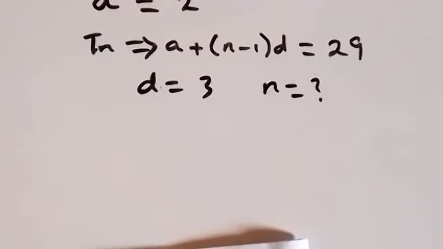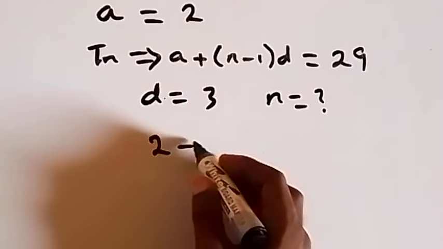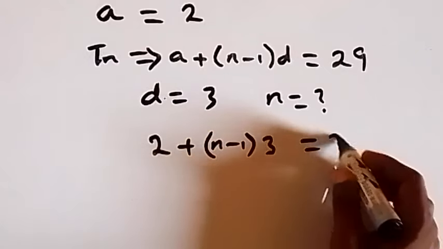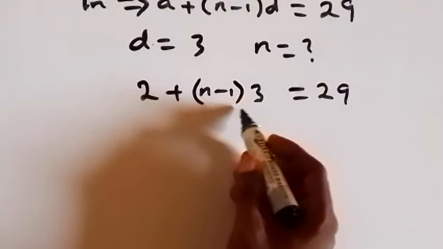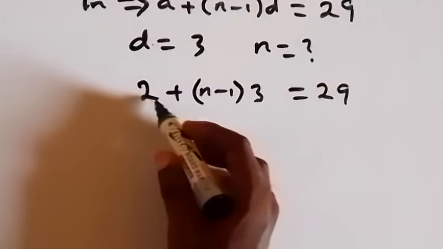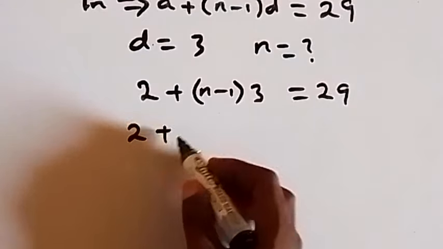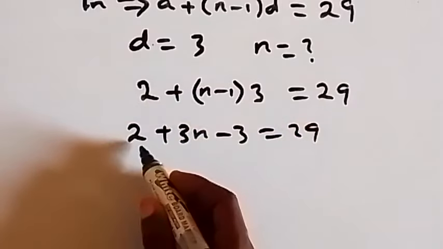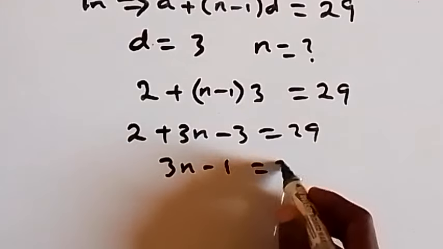When we make this substitution, a here is simply 2. That's 2 plus n minus 1 in bracket times 3, equals 29. When you solve from here, you can do it the way you want. You open the bracket: 2 plus 3n minus 3 equals 29. We have 2 minus 3, that's minus 1, so 3n minus 1 equals 29.